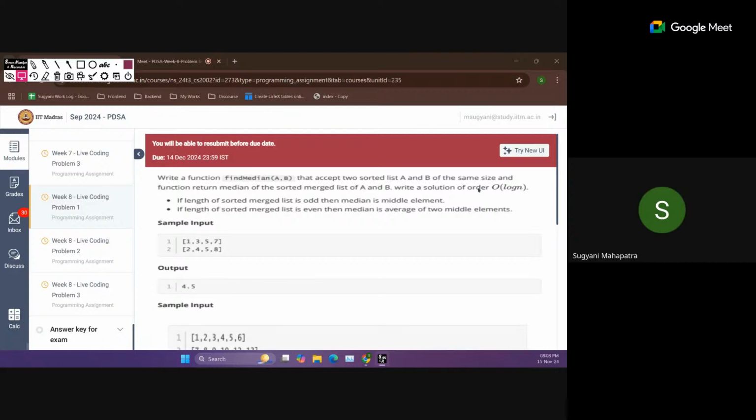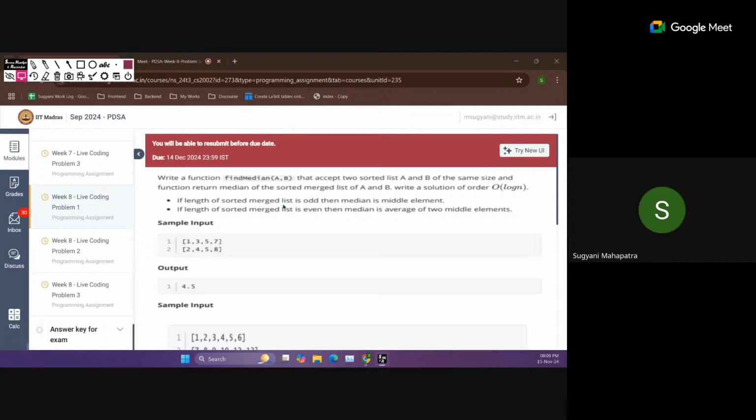Whenever you see this order of log n, recall binary search or merge sort. Somehow there should be some connection, and you have to think in that direction. For this particular problem, we are using the merge function from merge sort, so this is somehow connected to merge sort.